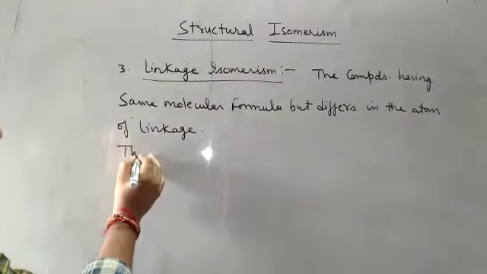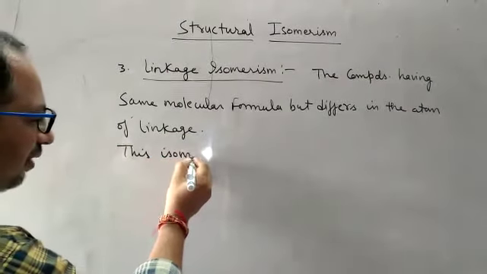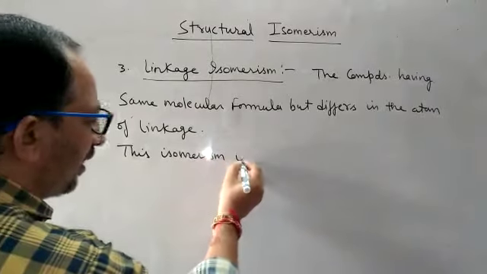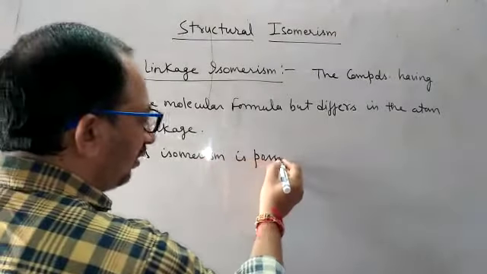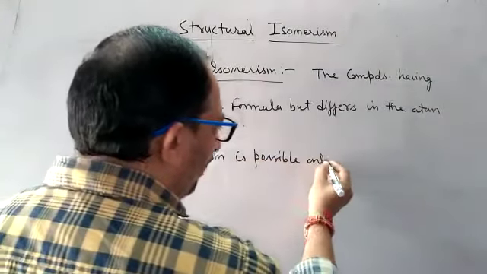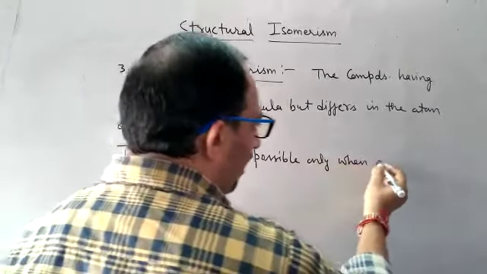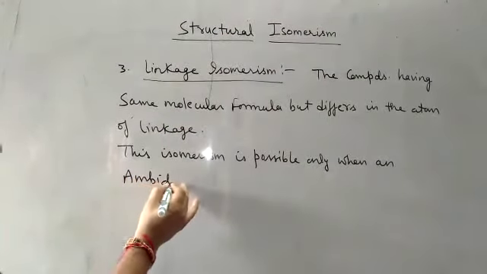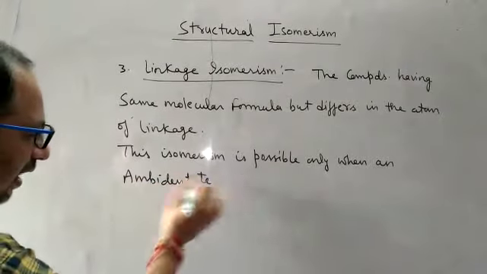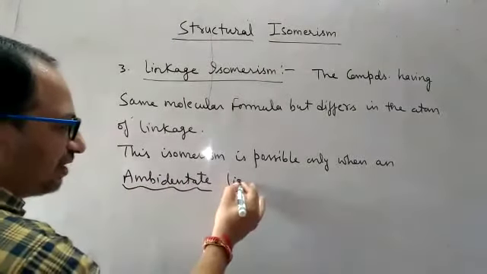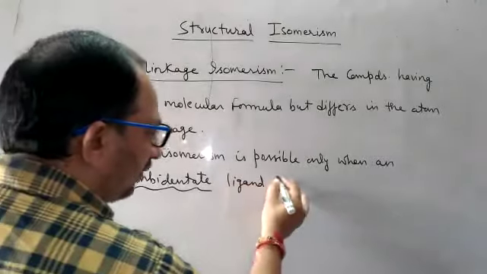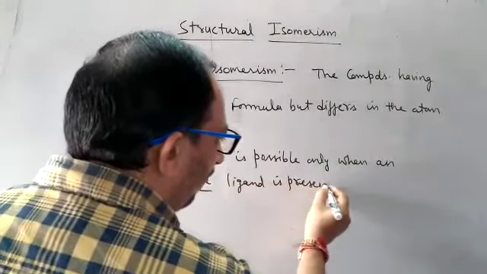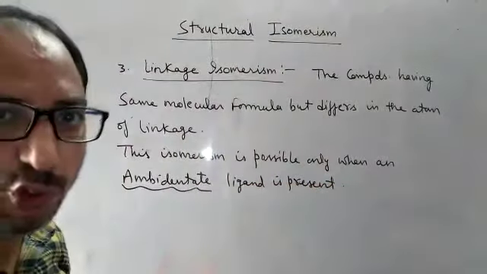So this isomerism is possible only when an ambidentate ligand is present. Ambidentate means a monodentate ligand having two donor sites.